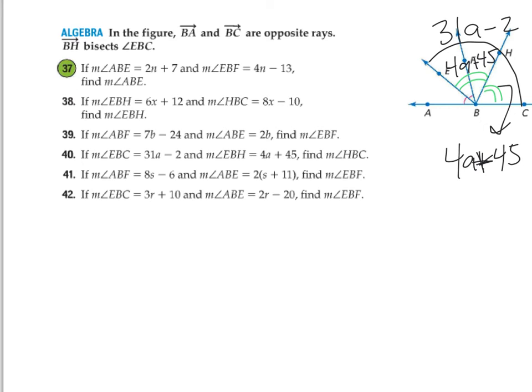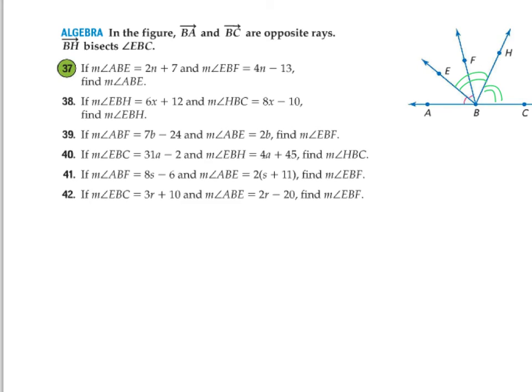All right, then number 41, let's take a look at that. Let me erase some of this. Okay, so number 41 says, if the measure of ABF is 8s minus 6 and the measure of ABE is 2 times s plus 11, find the measure of EBF. So the measure of ABF is 8s minus 6. Here's ABF right here. Okay, that's 8s minus 6. So I'm going to indicate that this whole angle is 8s minus 6.